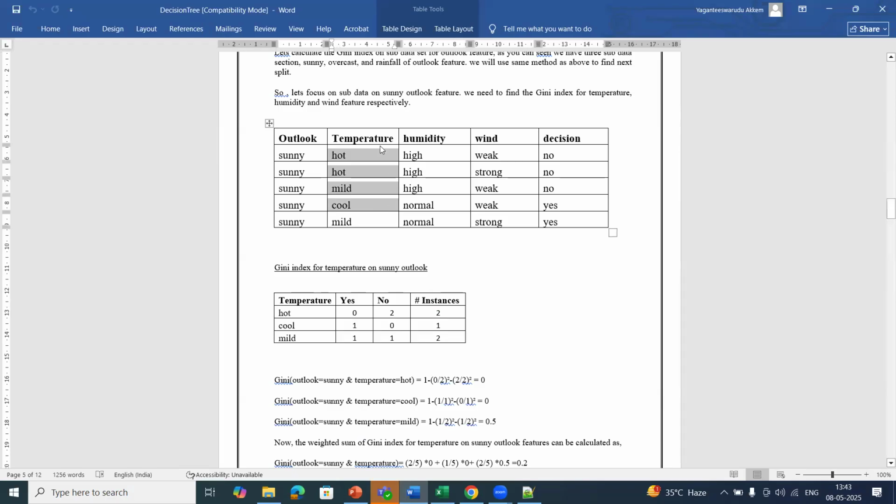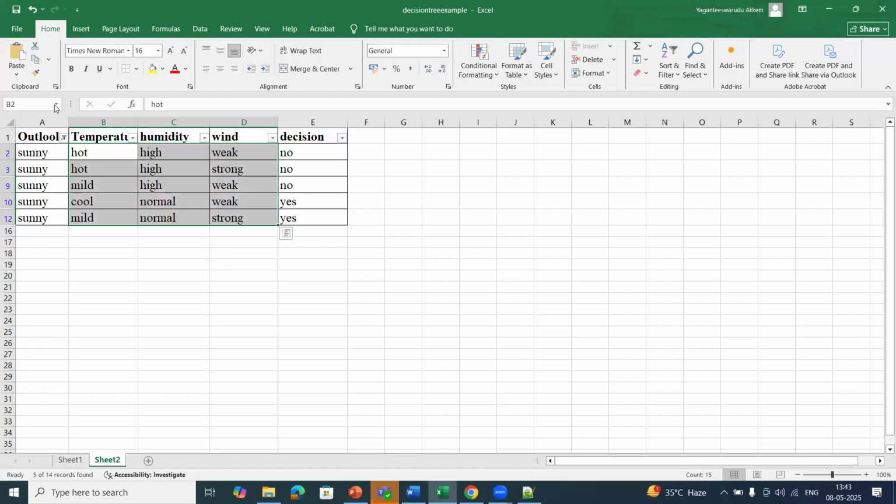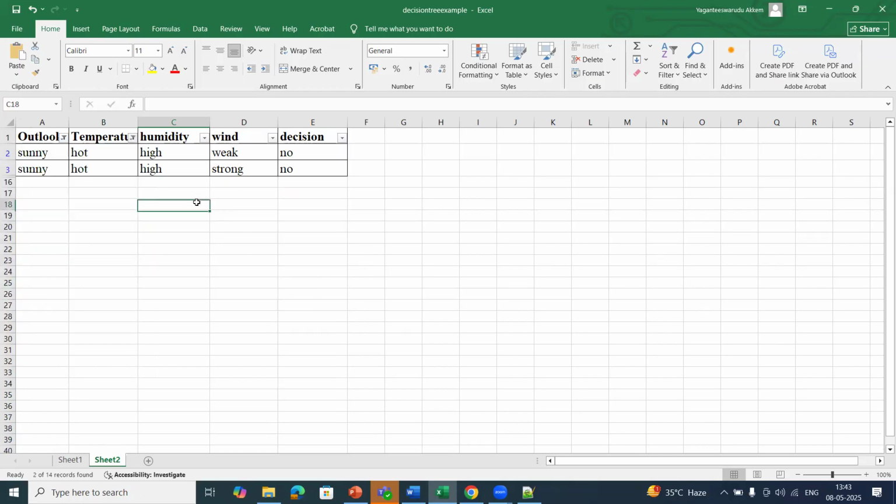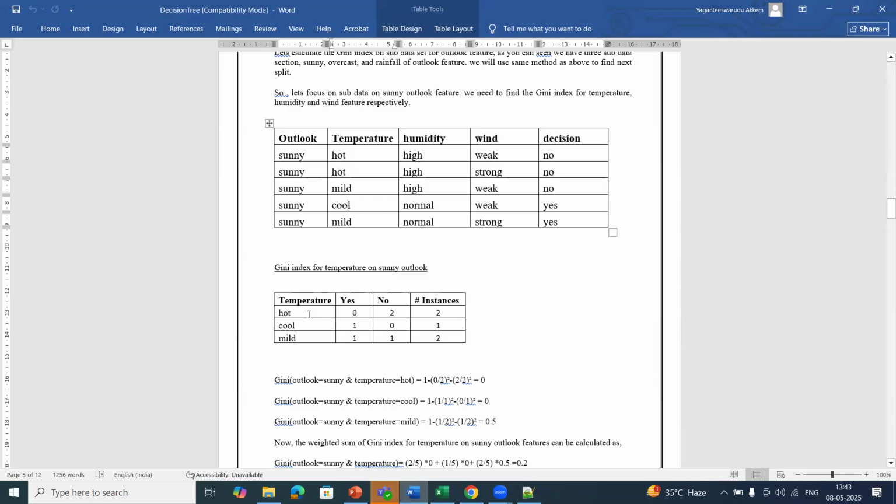So there are three values, right? Hot, mild, and cool. Now I need to filter these values. For example, if I take hot, both are no. So that is 0, 2, 2. Total instances for hot is 2 and all 2 are no, and 0 yes. And similarly for cool and mild.